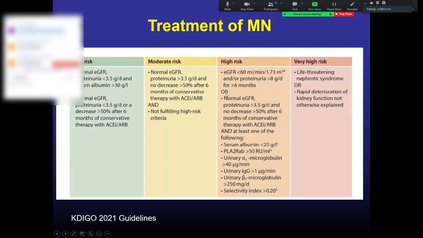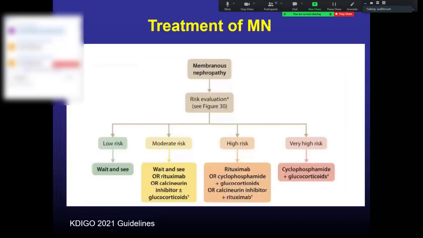These are some of the other criteria, and very high risk are patients with life-threatening nephrotic syndrome and rapid deterioration of kidney function. So the treatment, like I said, really depends on risk. With low risk, you can wait and see and just do conservative management. With moderate risk, you can wait and see, or you can use rituximab or calcineurin inhibitor plus or minus glucocorticoids. High-risk patients, rituximab or cyclophosphamide plus glucocorticoids.